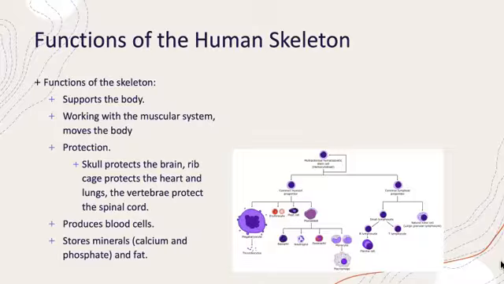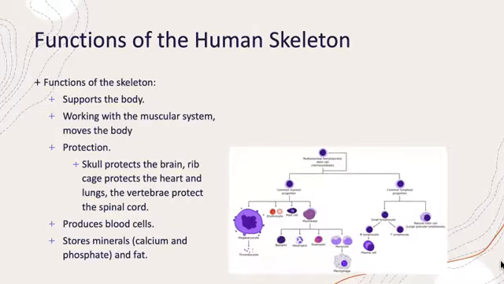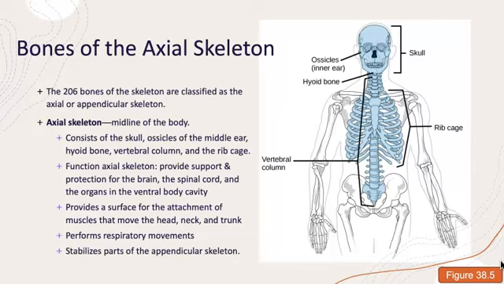Here's a picture of hematopoiesis, where we can see our stem cell giving rise to all the different blood cells that we have. This takes place in the red bone marrow. And we are able to store minerals such as calcium and phosphate within our bones, and fat within the yellow bone marrow. So we'll first discuss the bones of the axial skeleton in detail.